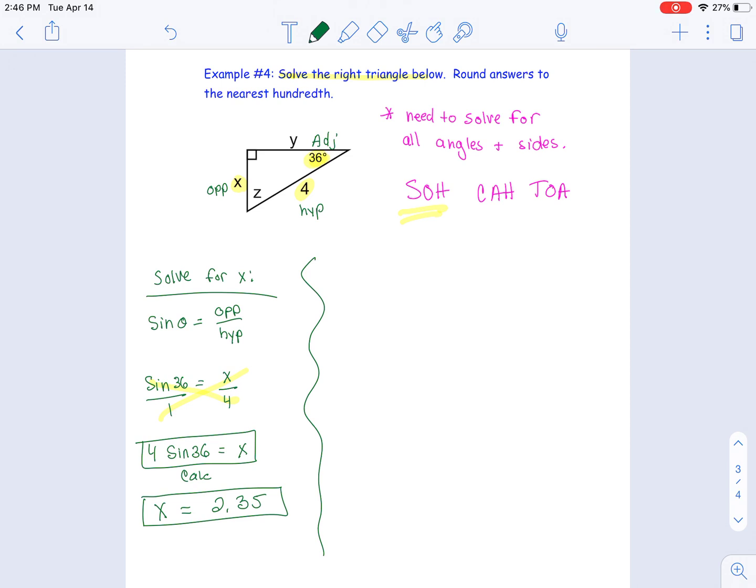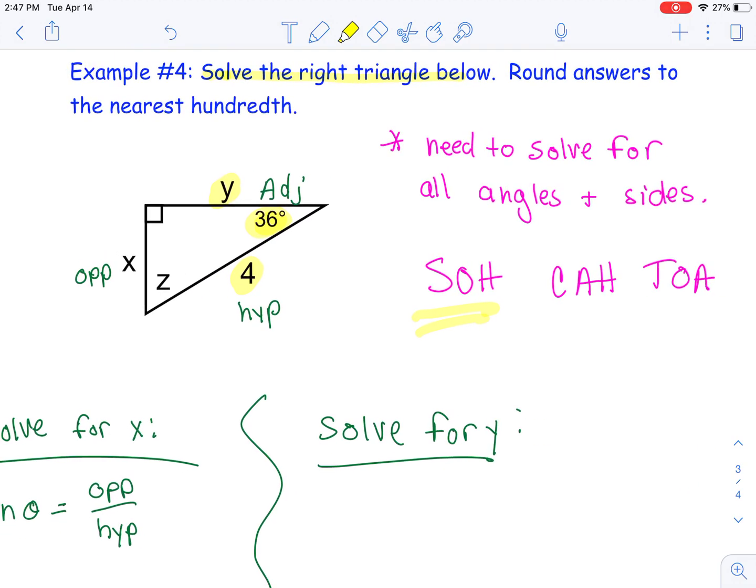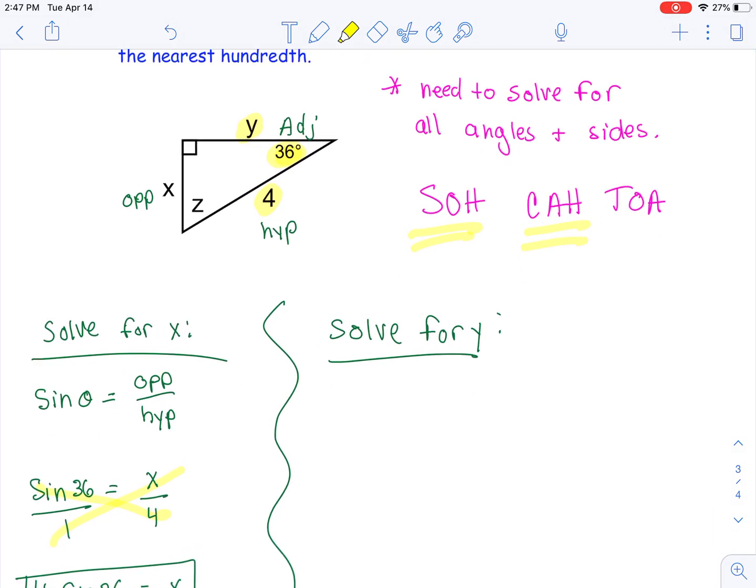Now we can try to find side y. Once again, we want to look at what information we have and what information we need. So we can look at 36 degrees. Now we're trying to find y, and we're still given the hypotenuse. So which uses adjacent and hypotenuse? That would be the cosine. So now we're going to use cosine.